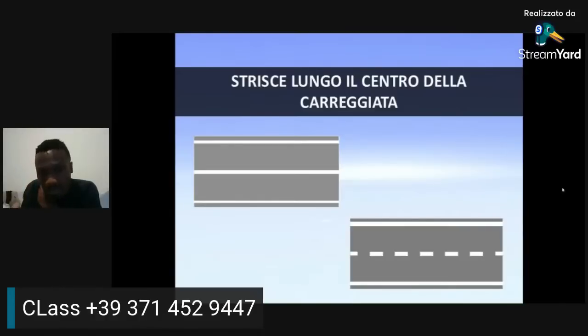The second one below, in this case, it changes. You can do overtaking by entering in the opposite direction. Why is that so? Because the line is tratteggiata. The line is what? Tratteggiata. That's the meaning of the one below, or the carreggiata below, with the linea tratteggiata. Is that clear?